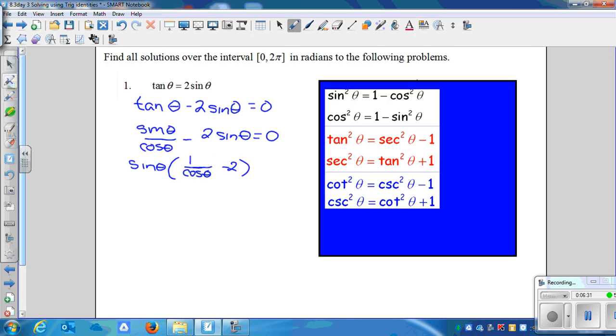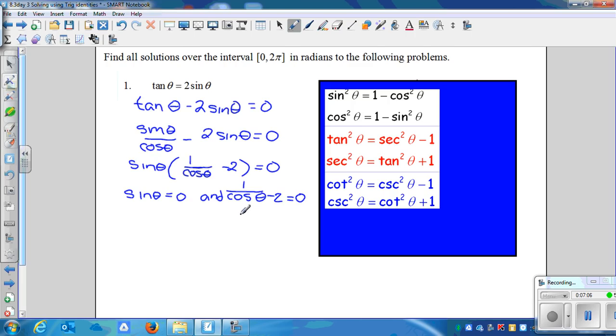minus 2 equals 0. So now I have this in factored form, and I can use the zero product property, and that says that the sine of theta equals 0, and 1 over cosine theta minus 2 equals 0. So now I'm going to use my unit circle to find some of my solutions here in just a minute for this one. And over here I want to isolate, let's see, we've got to correct that. Let's put that as 1 over cosine theta minus 2 equals 0.